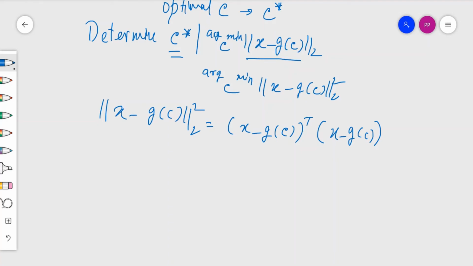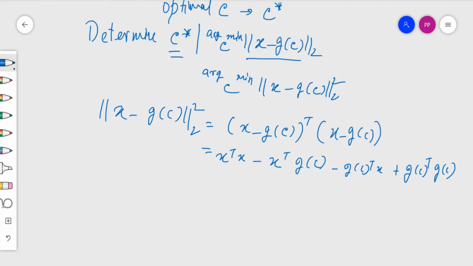So let us expand the right hand side. We'll see what comes to us. This is equal to x transpose x minus x transpose GC minus GC transpose x plus GC transpose GC, like this.